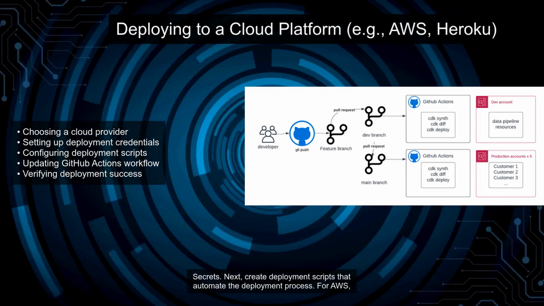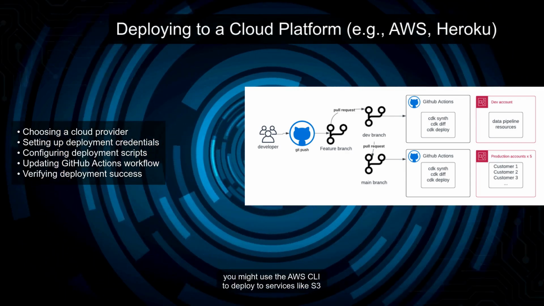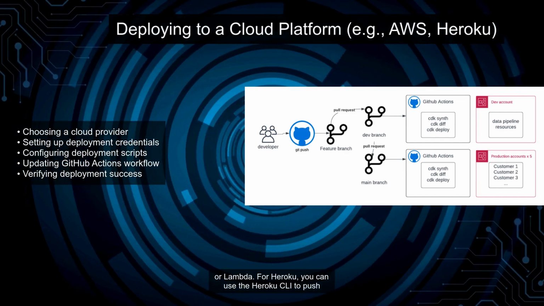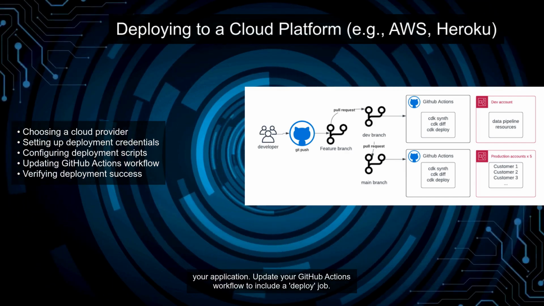Next, create deployment scripts that automate the deployment process. For AWS, you might use the AWS CLI to deploy to services like S3 or Lambda. For Heroku, you can use the Heroku CLI to push your application.